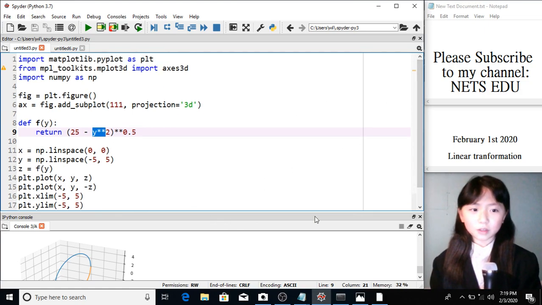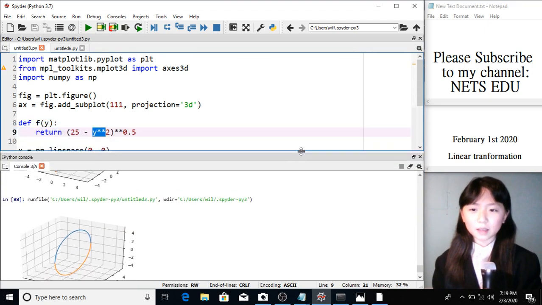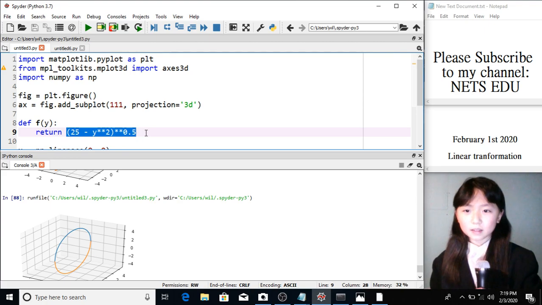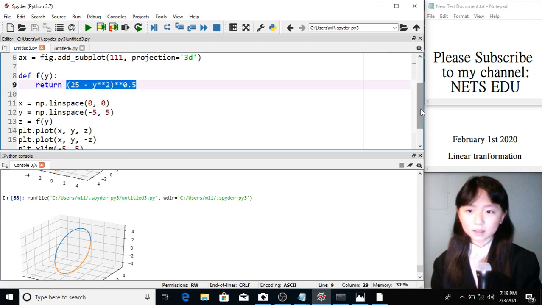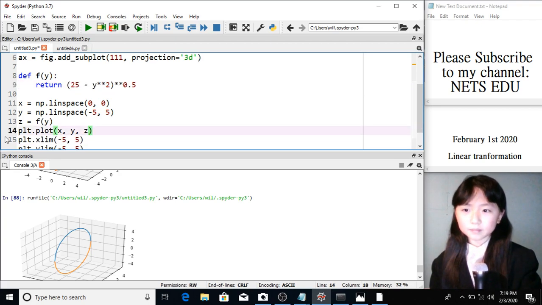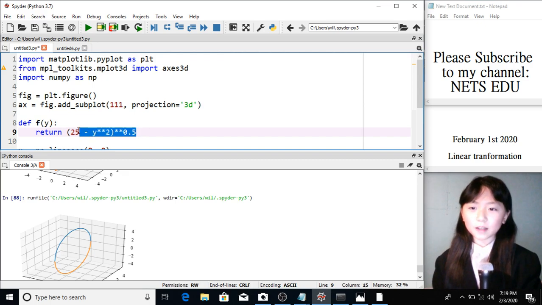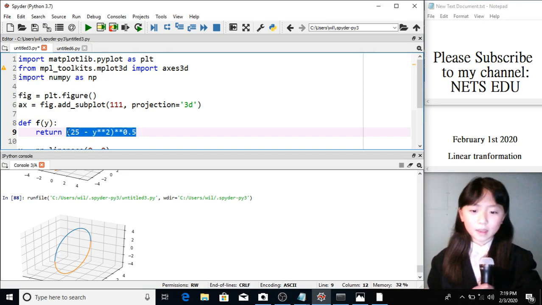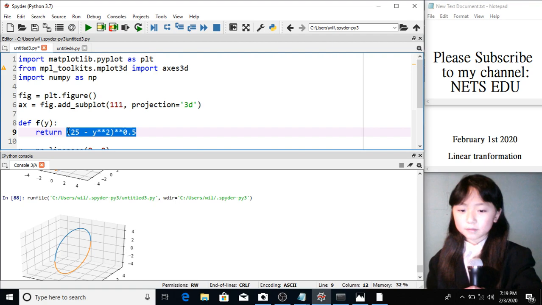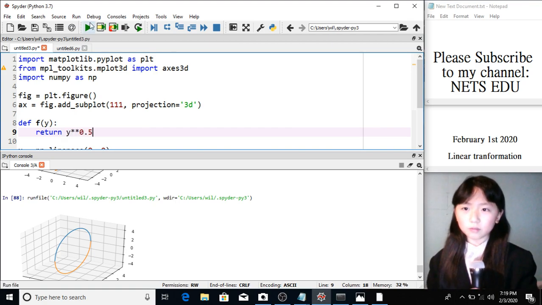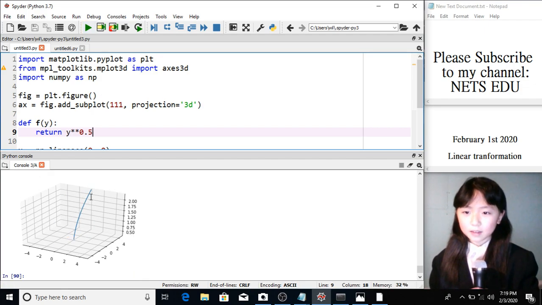We can also do more 3D-like shapes. But before that, let's just change this function a bit. Let me first remove this. If you want to visualize a function in 3D form, you can simply put it here. Here I want to return the square root of it. We get this line.